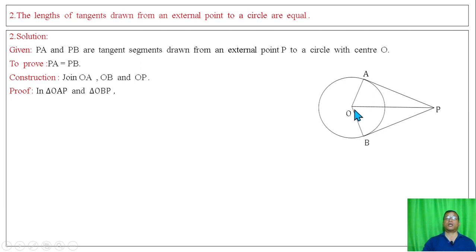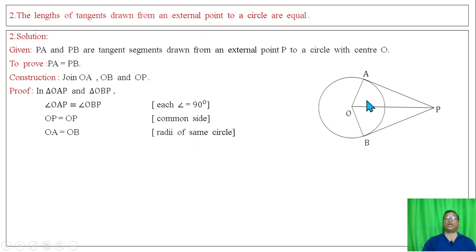In triangle OAP and triangle OBP, angle OAP equal to angle OBP, each equal to 90 degrees. OP equal to OP, it's a common side. And OA equal to OB, radii of the same circle. By the RHS congruence theorem (right angle, hypotenuse, side), triangle OAP is congruent to triangle OBP. This gives PA equal to PB.